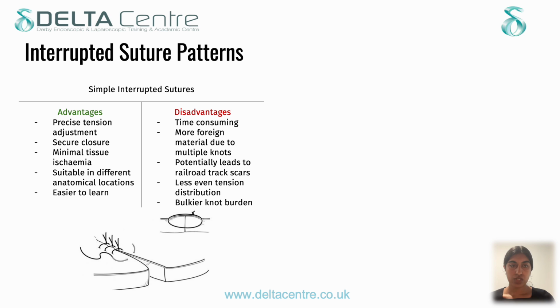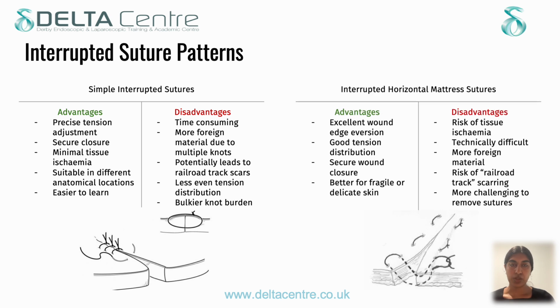And there is less even tension distribution. However, it may be controlled individually, it isn't as evenly distributed across the whole wound as you may find with continuous sutures. And there is a bulkier knot burden, as each suture knot adds bulk, which can be uncomfortable in certain areas. And next we'll talk about the advantages of interrupted horizontal mattress sutures.